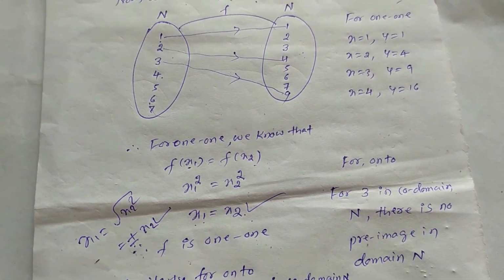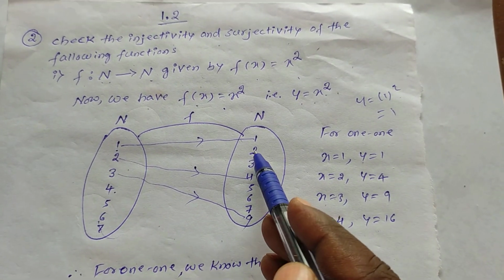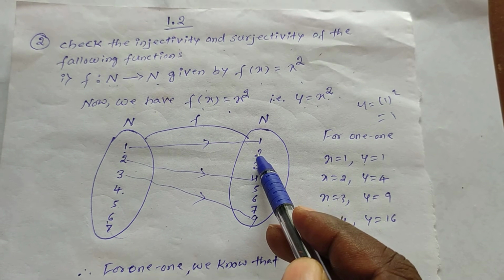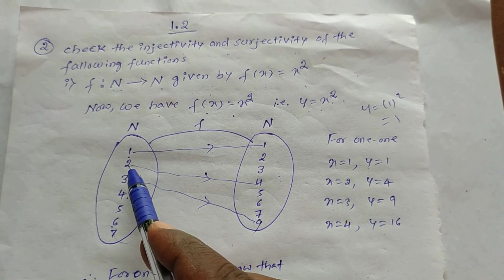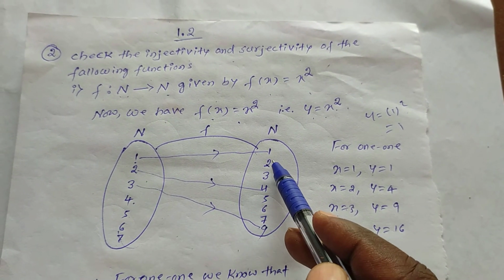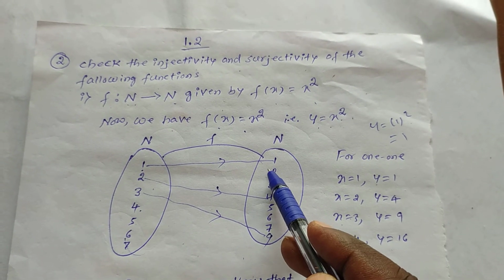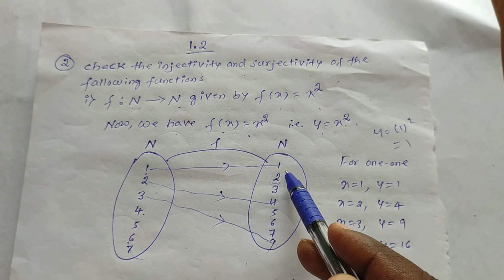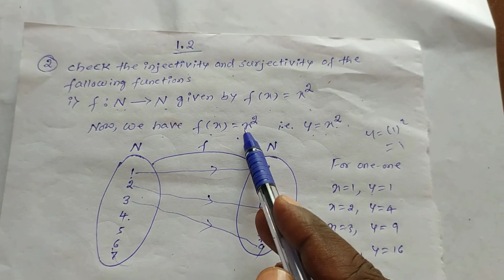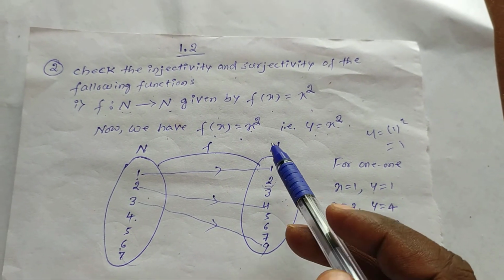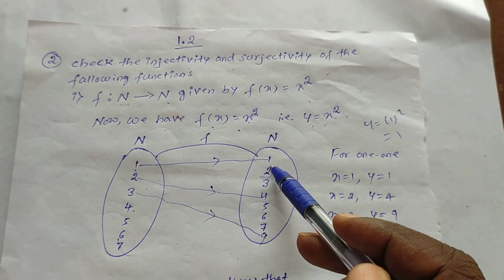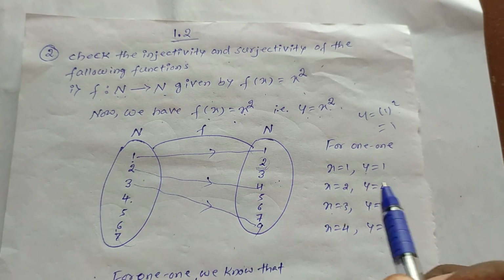Similarly, check onto. For 2, there is no pre-image. For 2 in codomain N, there is no x in domain N, because 2 is not the square of any element. Since y is a square number, but 2 is not a square number, therefore for 2 there is no pre-image.